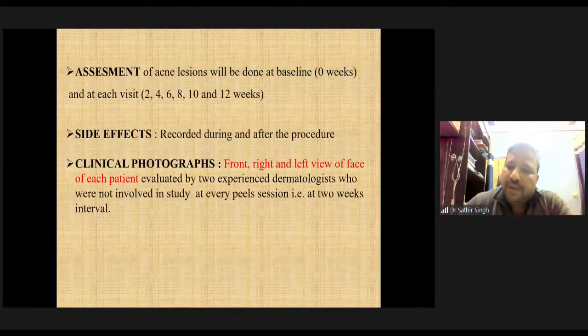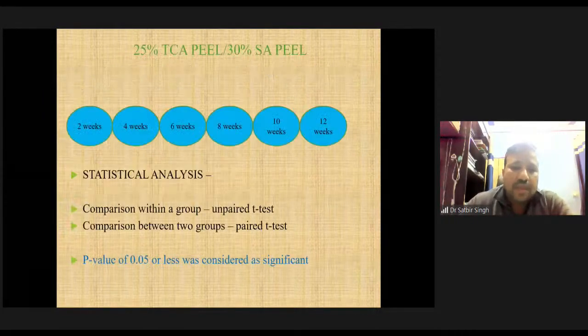Assessment of acne lesions will be done at baseline and at each visit, 2nd, 4th, 6th, 8th, 10th, and 12th weeks, and side effects recorded during and after the procedures. Clinical photographs will be taken from front, right, and left views of each patient. Statistical analysis: comparison within the group by paired t-test and between two groups by unpaired t-test, and a p value of 0.05 or less was considered significant.